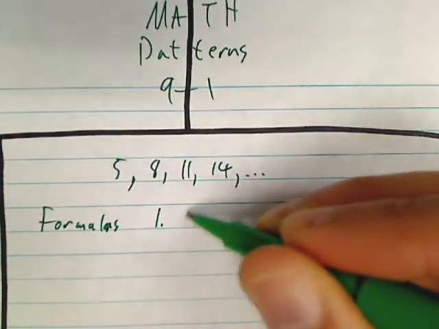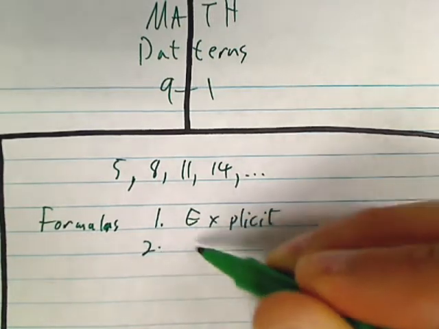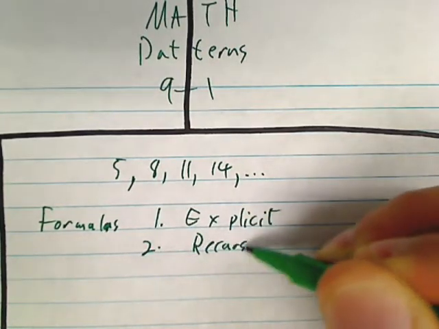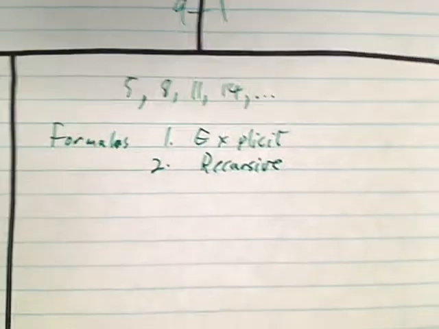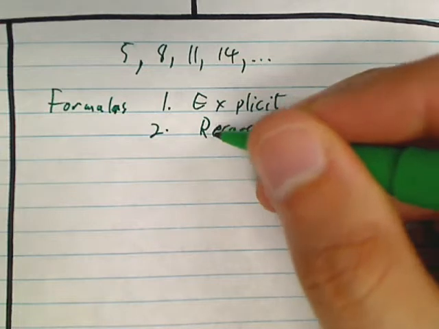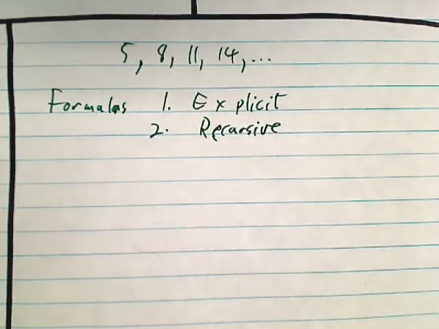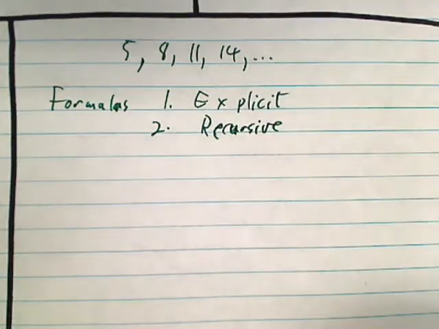The first one is going to be explicit, and the second one recursive. So there's two different kinds of formulas we're going to use to basically describe the same thing. Sometimes one's easier than the other, and sometimes you can do one and not the other. So it really depends. So explicit and recursive. R-E-C-U-R, it's like cursive writing, I guess. Recursive, but it has nothing to do with the writing.